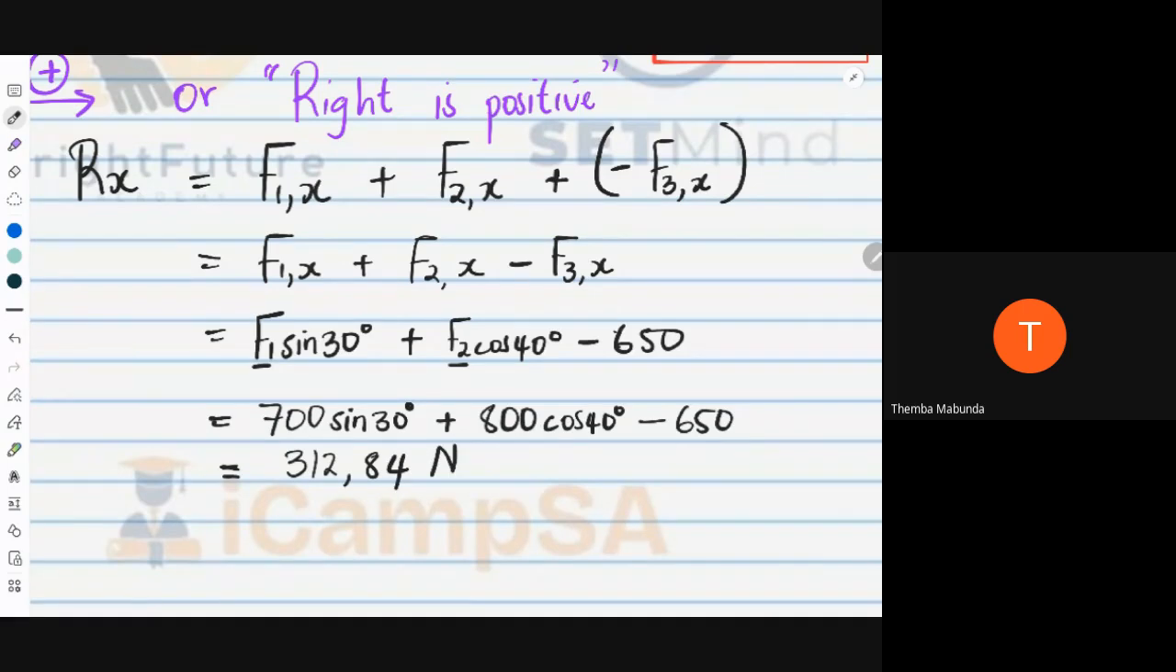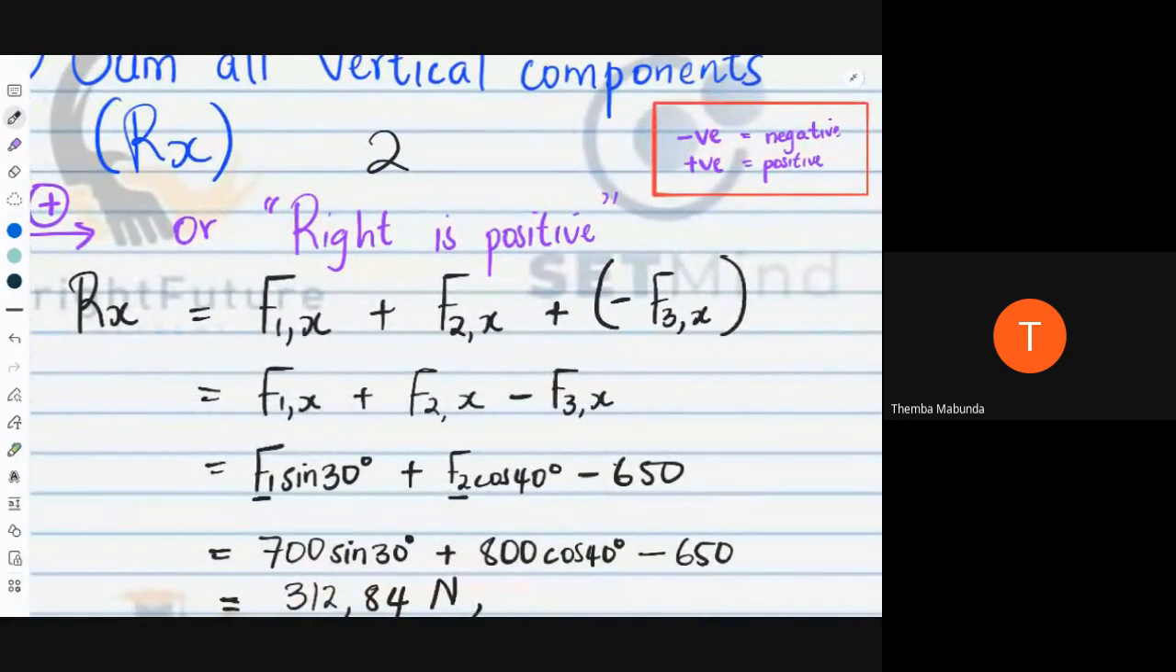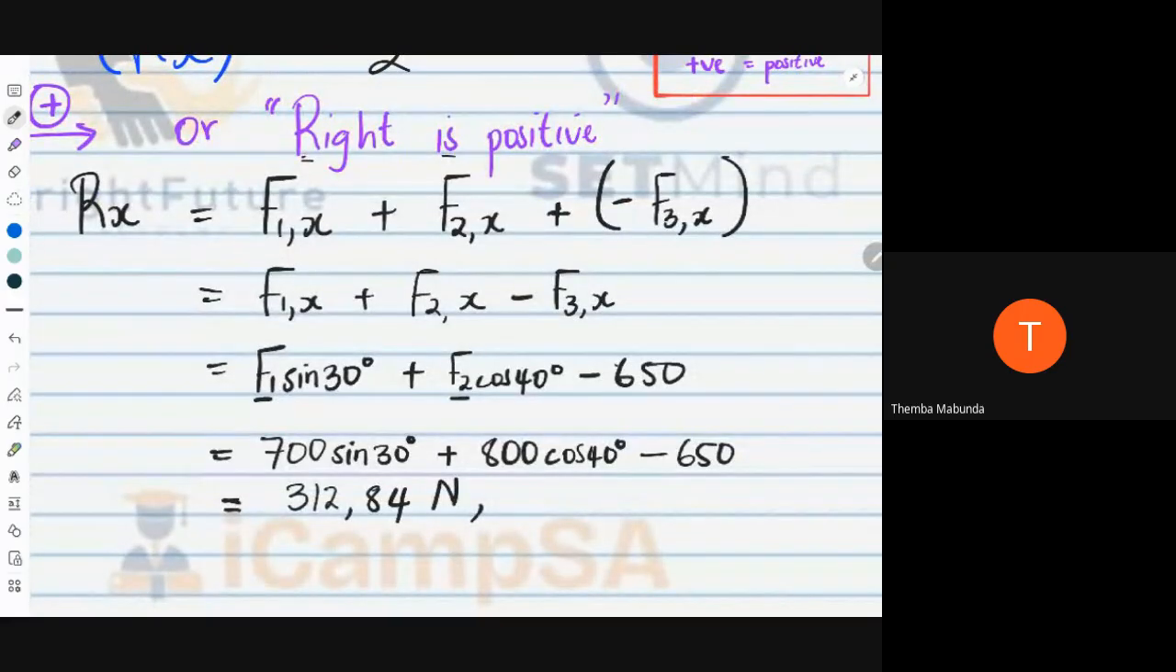Since this is a vector, it's not finished. Now we must add the direction. Where is it going? Is it going to the right or to the left? Remember what we said. We said right is positive. So since our answer is positive, it means this vector must be going to the right as well. If it was negative, it would mean it is going to the left.